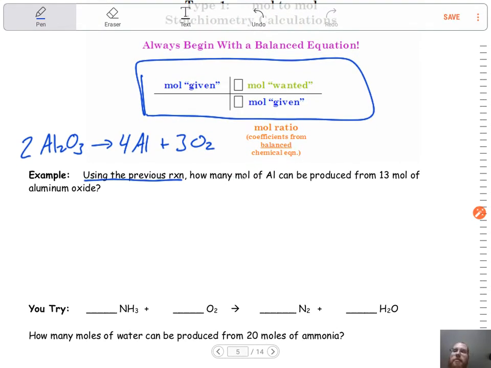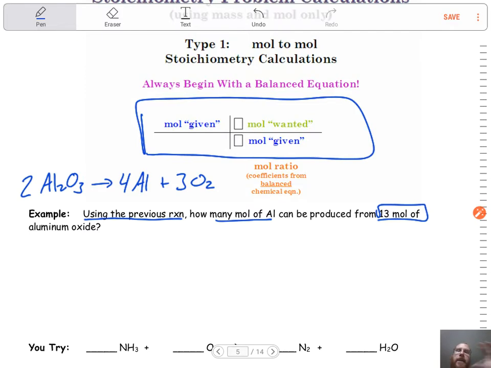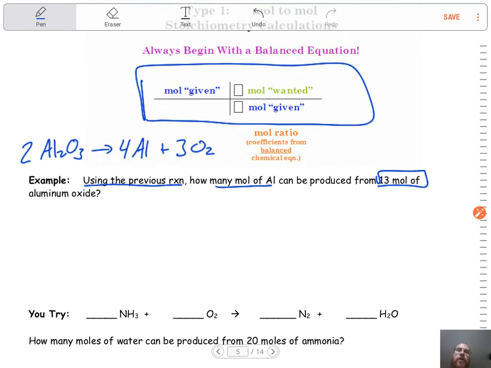So how many moles of aluminum can be produced from 13 moles of aluminum oxide? That's all that you're given here in the problem. You've got to identify what's my given and what's my wanted. That's the big piece you've got to identify first. If you misinterpret those or read the problem too quickly and you get them wrong, the entire problem is going to be wrong, whether you show all your work or not. So you've got to be slow and make sure you are thorough with understanding it.